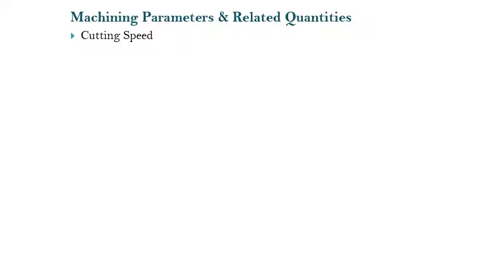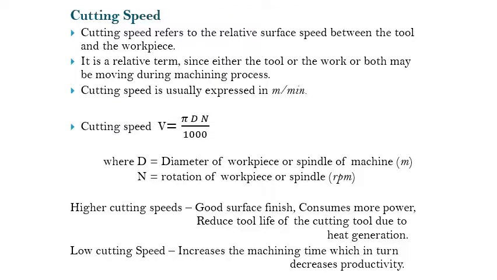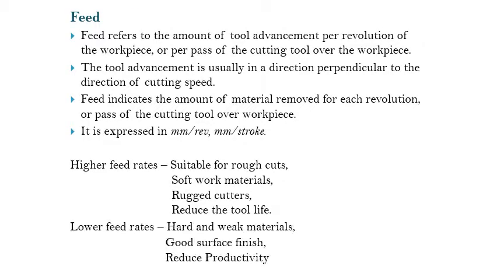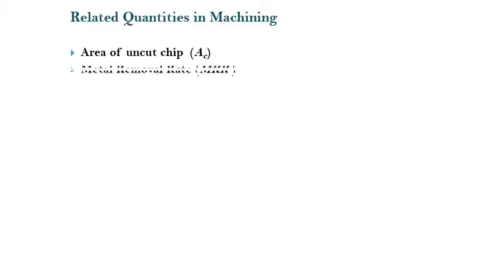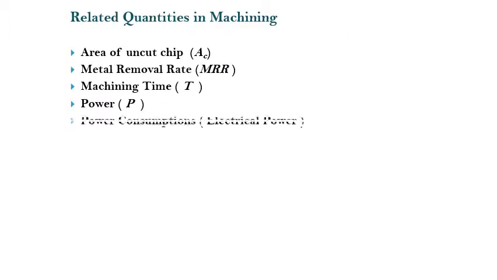Cutting speed, feed, this one is related. Related quantities, there are important points. So first, the related quantities in machining are the area of uncut chip before cutting the workpiece, metal removal rate (MRR), machining time, and power consumption. These are the important related quantities in machining.